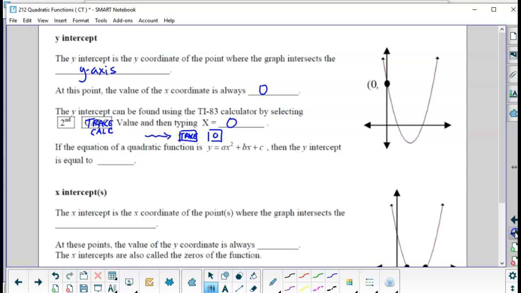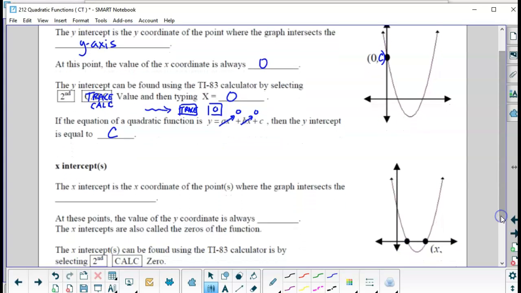All right. If the equation of a quadratic function is y equals ax squared plus bx plus c, then the y-intercept, so when x is 0, that goes to 0, this goes to 0, so you're just left with c. So on this diagram here, that's c. Close brackets. X-intercept is the x-coordinate of the point or points where the graph intersects the x-axis.